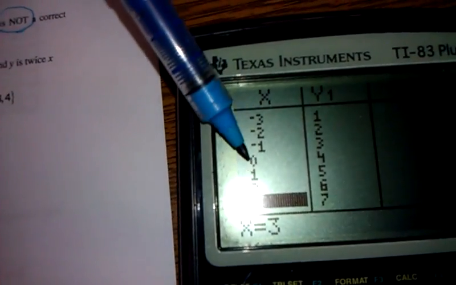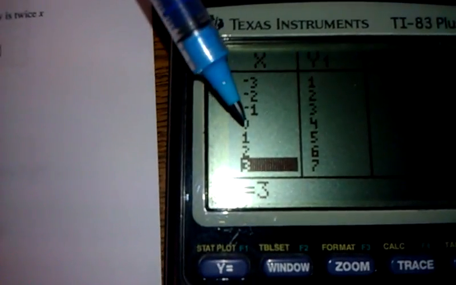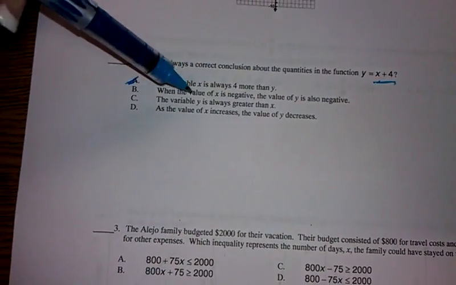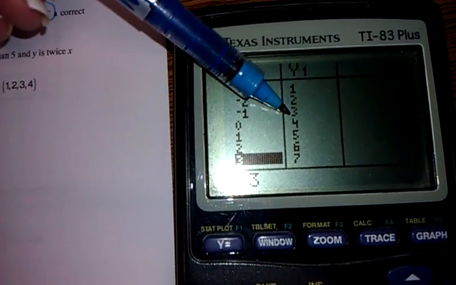The very first thing says the x variable is always 4 more than the y. It says the x is 4 more than the y. Well, that's not true right here. The y is more than the x. So this is not true. It says when the x value is negative, the y value is negative. Well, look here. Negative and positive. So that's not true. I found one that doesn't work.